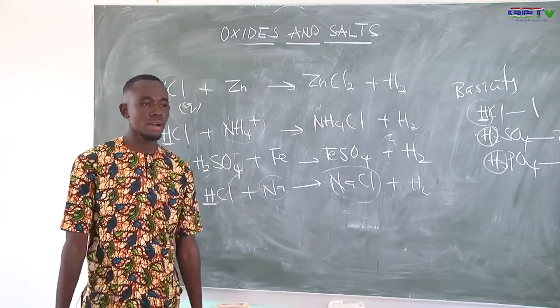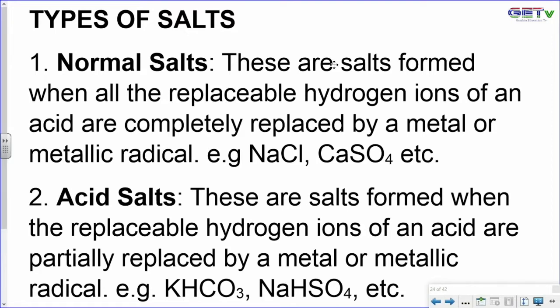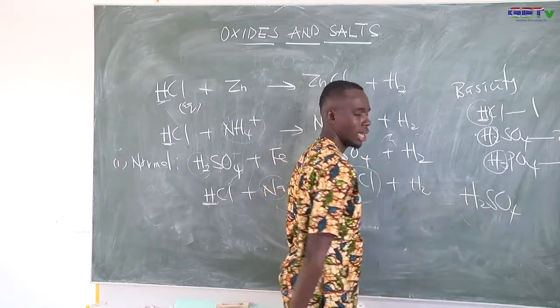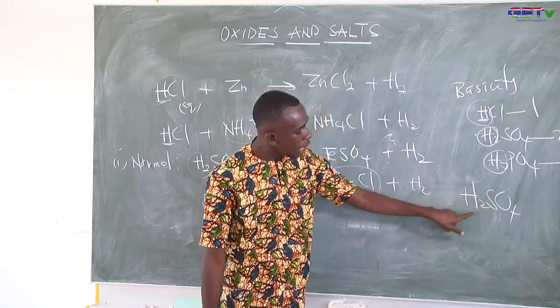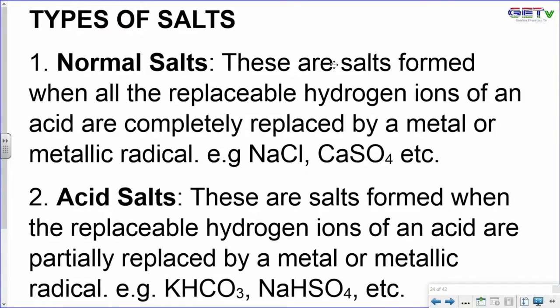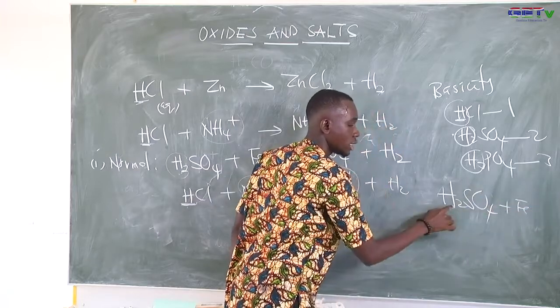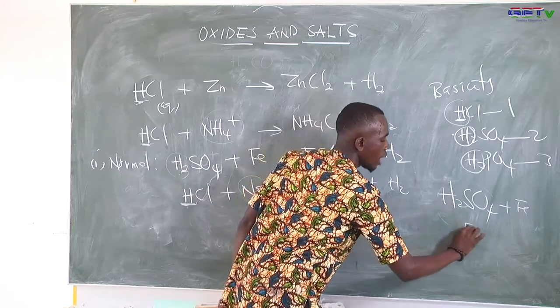Now the second type of salt we have is acid salts. So these acid salts are salts that form when the replaceable hydrogen ions of an acid are partially replaced by a metal or metallic radical. For example, we have this kind of acid, that is H2SO4. Now, when you react this H2SO4 with any other metal, and that metal is only able to replace part of these hydrogen ions, then therefore an acid salt will be formed. Like maybe you have 2 atoms of hydrogen. So if you react this with a metal, that metal is able to replace one of these.